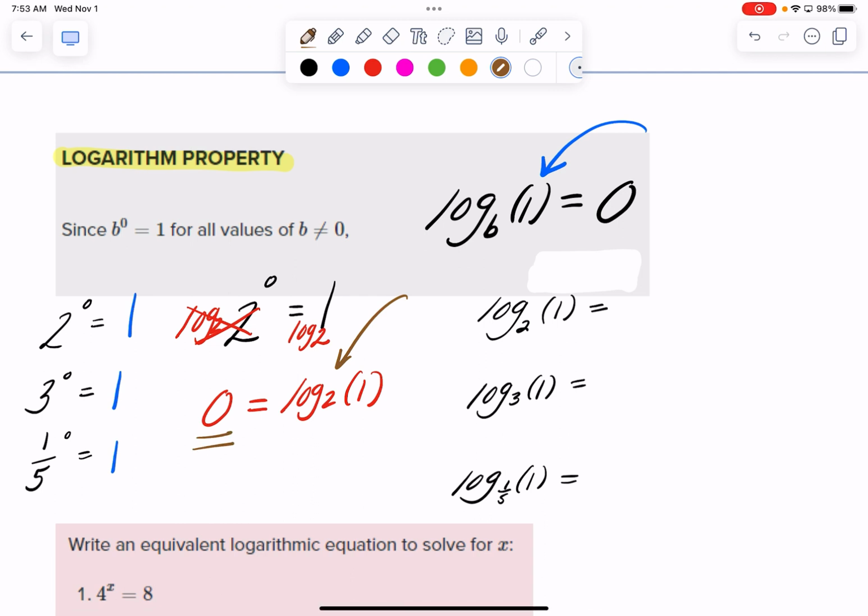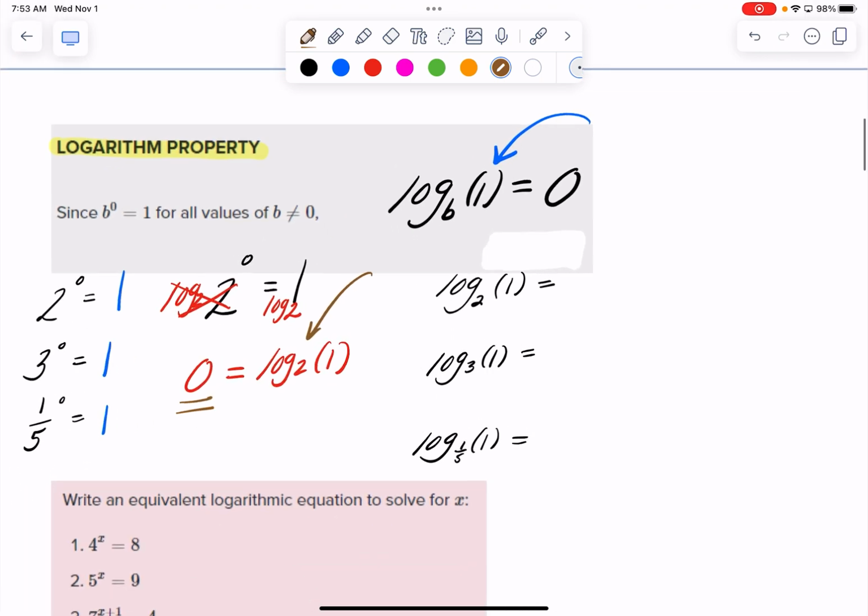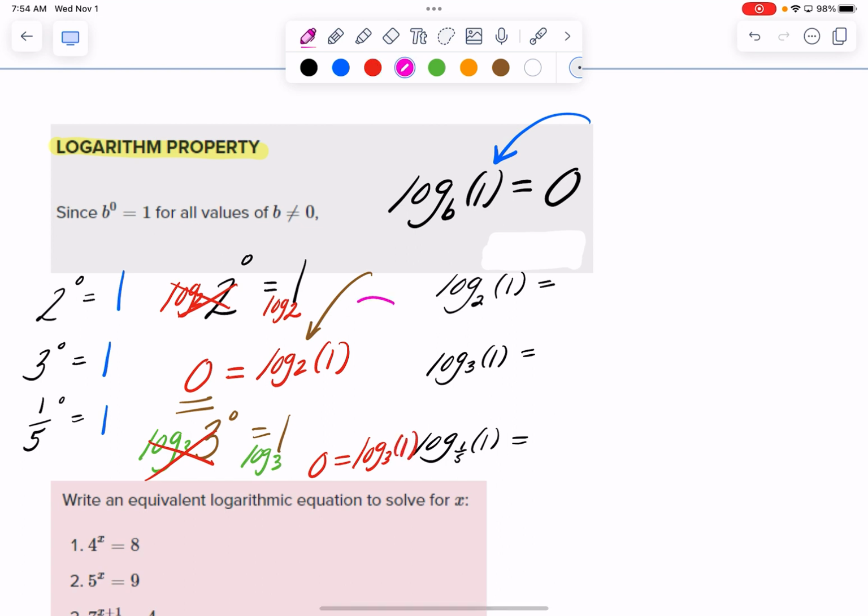True, everyone? Now let's do 3 to the 0 power. 3 to the 0 power equals 1. Rewrite it in logarithmic form. So everybody, let's do it. What would we do? Log base 3 both sides. Then log base 3 and base 3 cancel out. Doesn't 0 calculate to be log base 3 of 1? So look, we have log base 2 of 1 calculates to be 0. Log base 3 of 1 calculates to be 0.